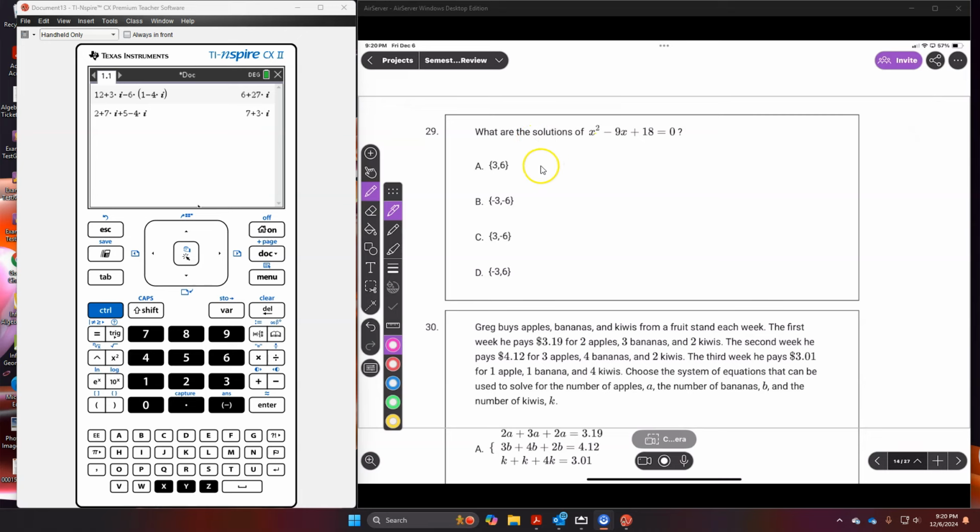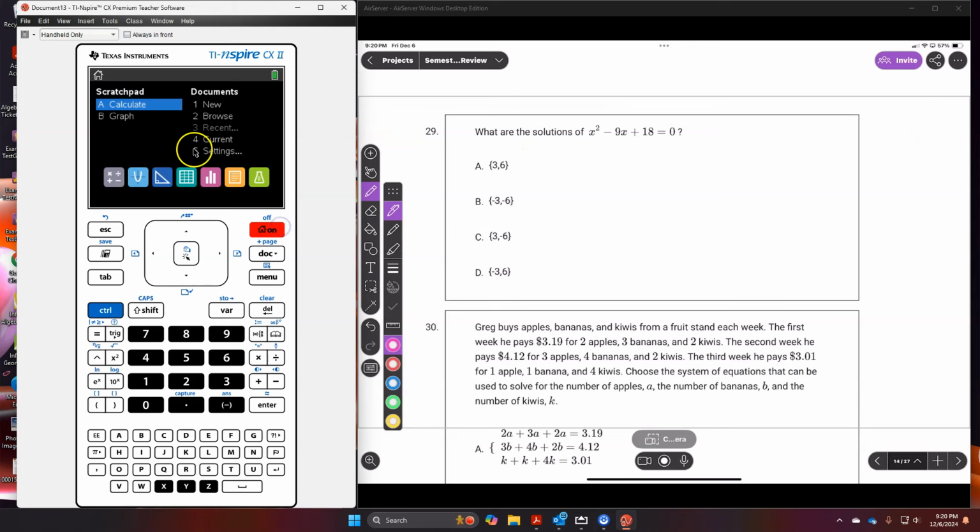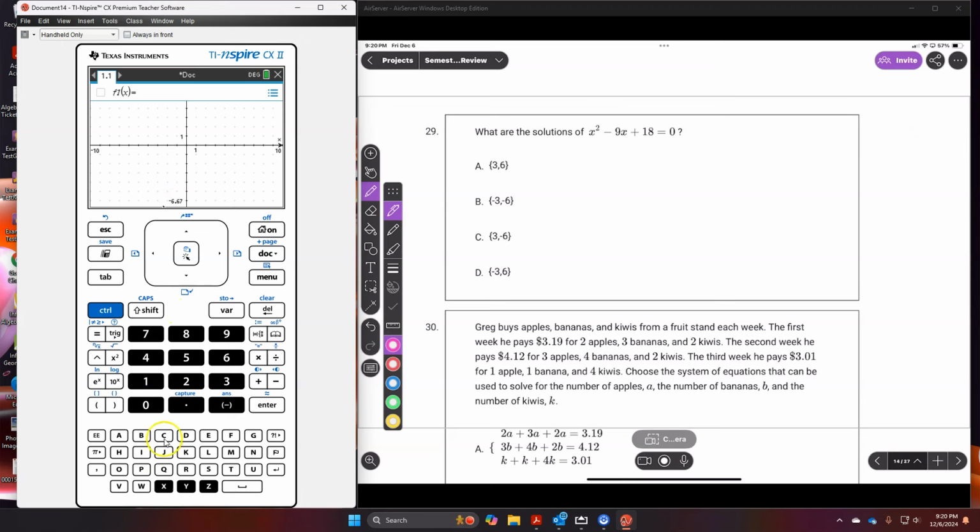It says here, what are the solutions? Remember, when solving this, you can do it by graphing, you can do it by factoring, you can use the quadratic formula. You notice here, we don't have any square roots, so I'm going to do it by graphing. So go to graph new, and I'm just going to type it in, x squared minus 9x plus 18, enter, and there's your parabola. Press tab and go ahead and put in 0, and it's going to be the intersection. So control menu, analyze graph, intersection.